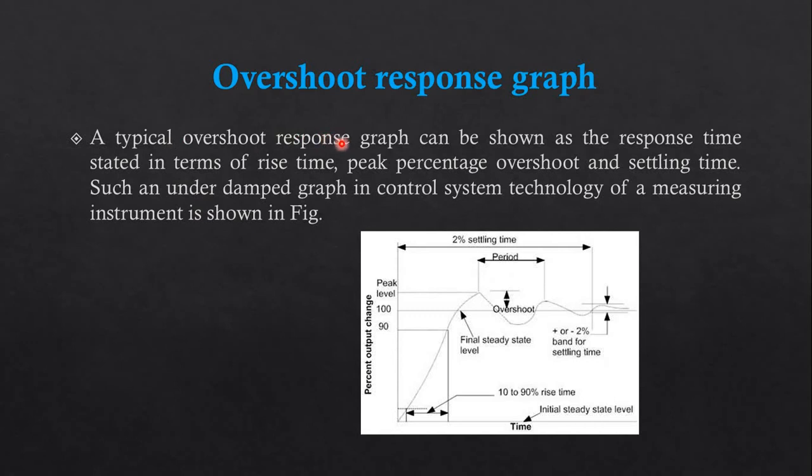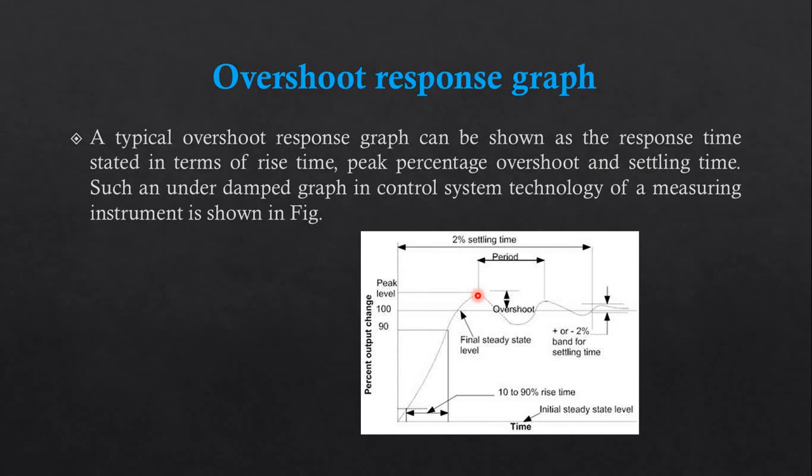A typical overshoot response graph can be shown with the response time stated in terms of rise time, peak time or peak percentage overshoot, and settling time. So we have three times: rise time, peak time and settling time. From the figure, we can see that our value starts from 0, the initial steady state at a 0 value. Then its final value is 100, but it is going to overshoot, and that is called the peak value. So the peak value is over here.